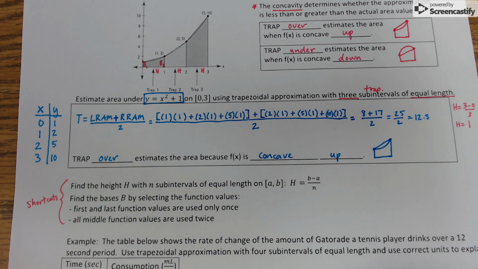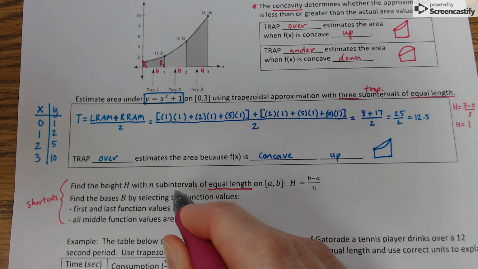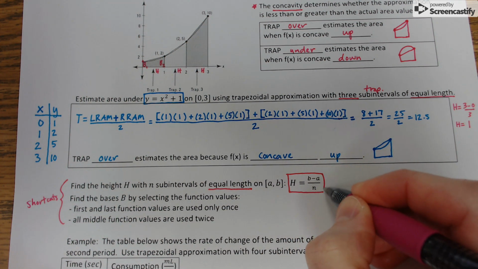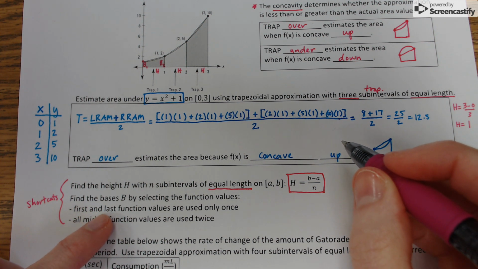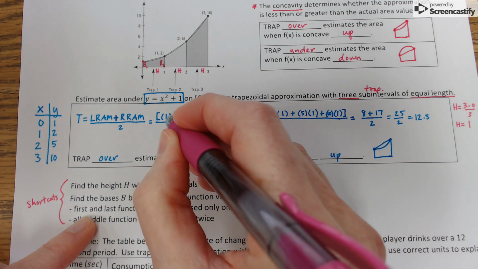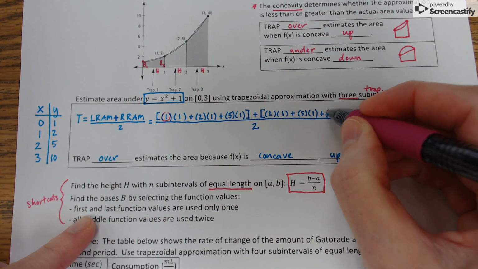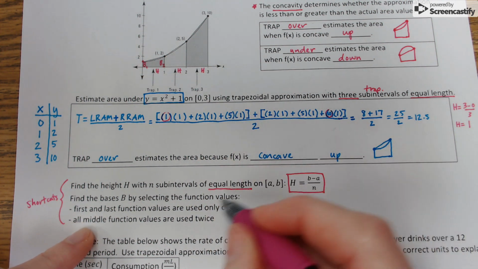So just as we had for rectangular, we have some shortcuts that we can use, and this first one's actually the same. It does only work if your subintervals have equal length, but it's that h equals b minus a over n. And you might have noticed that when you did your L and R RAM, your first and last function values, so your 1 and your 10, were only used once, but all the other y values were used twice. So that's just something interesting to know.